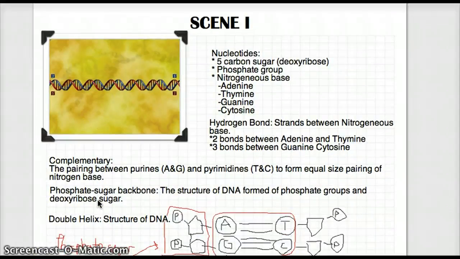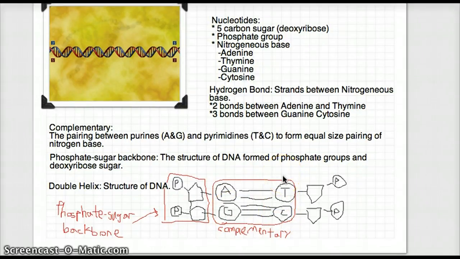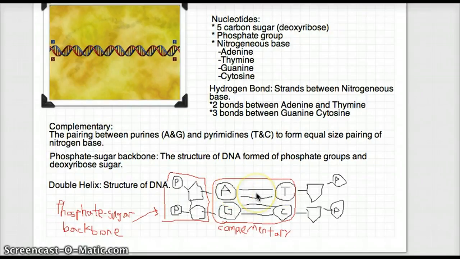Nucleotides are composed of a 5-carbon sugar, which we call deoxyribose, phosphate groups, and a nitrogenous base. As you can see in the photo, the nitrogenous bases are A, adenine, T, thymine, G, guanine, and C, cytosine. The lines between them are the hydrogen bonds that connect the nitrogenous bases.